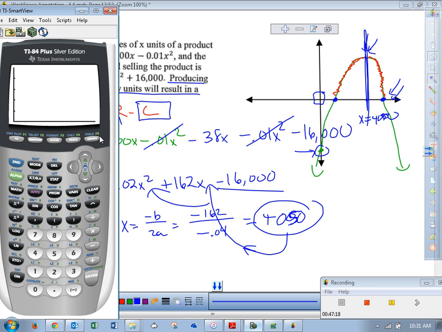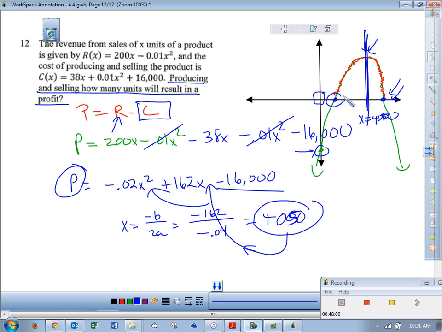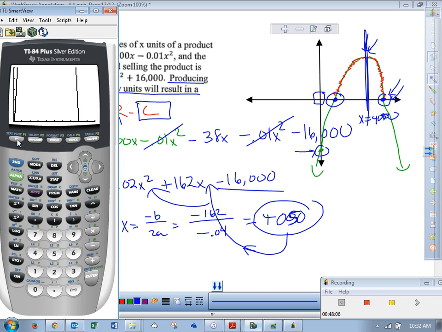I didn't get to see the vertex, did I? First, did I type it in right? Negative 0.02x squared plus 162x minus 16,000, right? That's right? Okay, there's my graph. I didn't get to see the vertex. Do I care about the vertex? They're asking me where the red squiggle is. What you care about is these 2 points, correct? So what else could I graph on my graphing calculator to help me find those really easy?